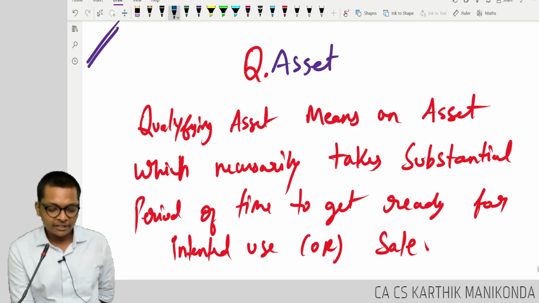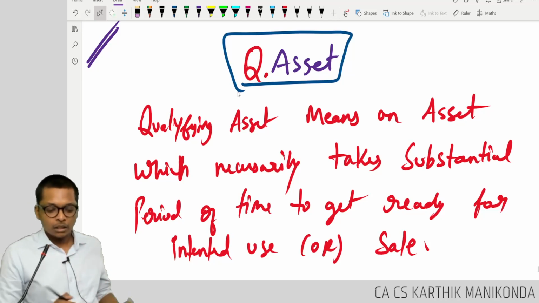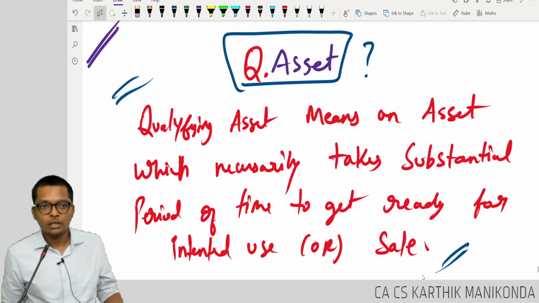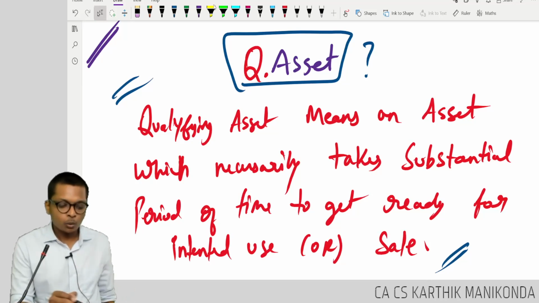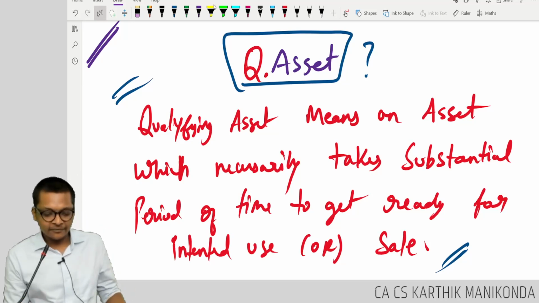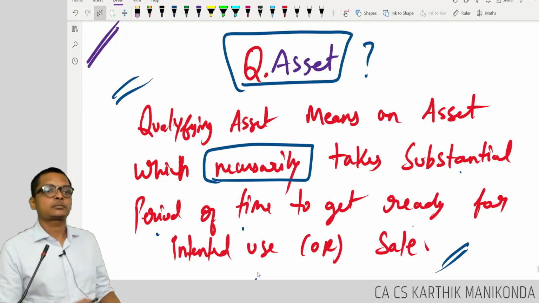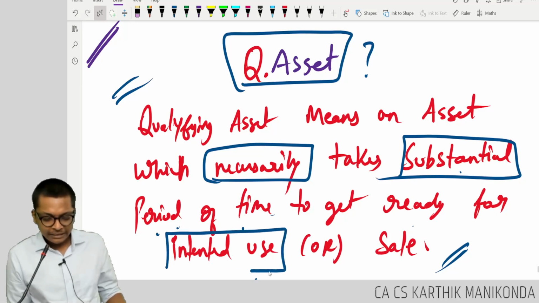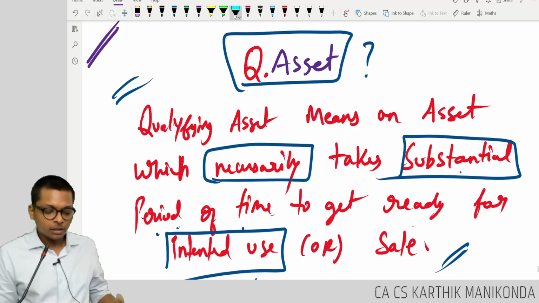Okay. Important definition. The whole standard revolves around this. Meaning, what is a qualifying asset? Let's read together once. Of course, you have to remember this for the exam, because if a question on AS 16 comes in the exam, you have to write this definition. Qualifying asset means an asset which necessarily takes substantial period of time to get ready for intended use or sale. So these are the key words. Let's go one by one.